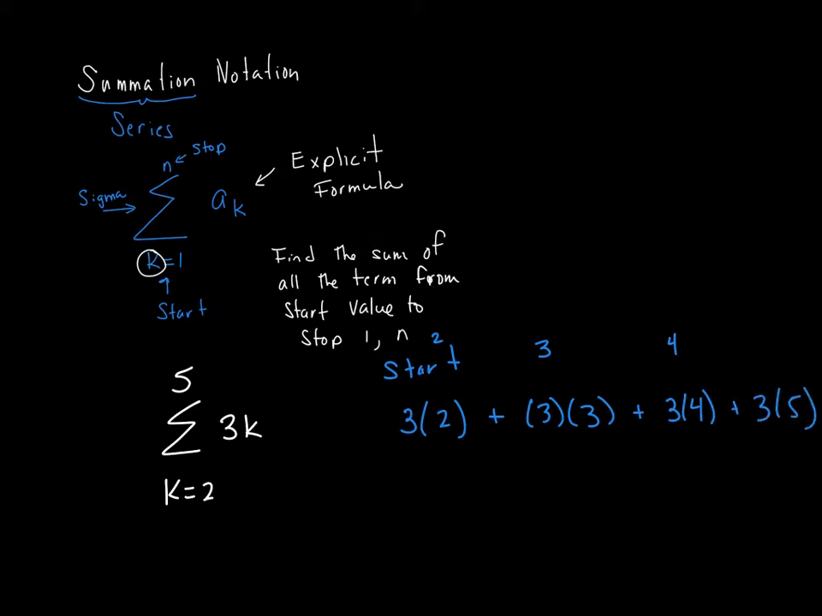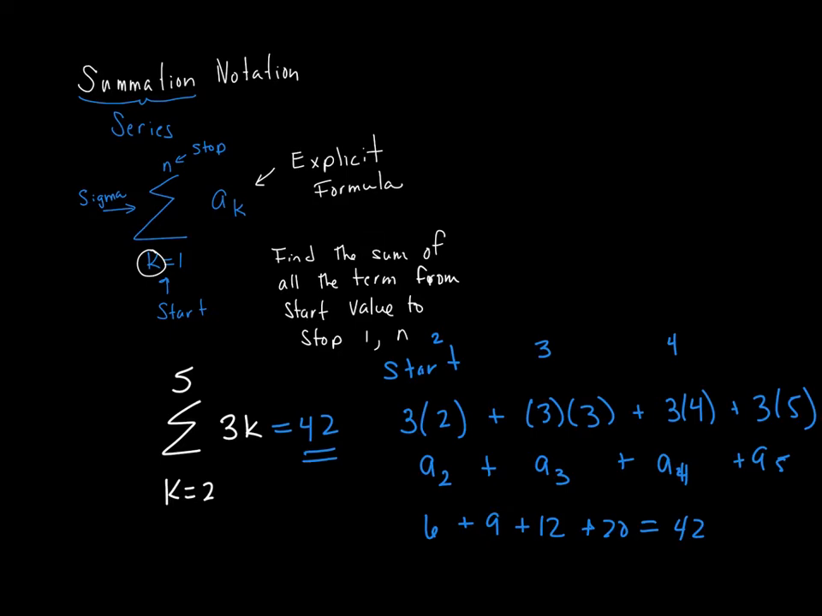So what does this mean? This is the second term, the third term, the fourth term, and finally the fifth term. So I add all of those together. That just gives me 6 plus 9 plus 12 plus 15. So the summation is equal to 42.